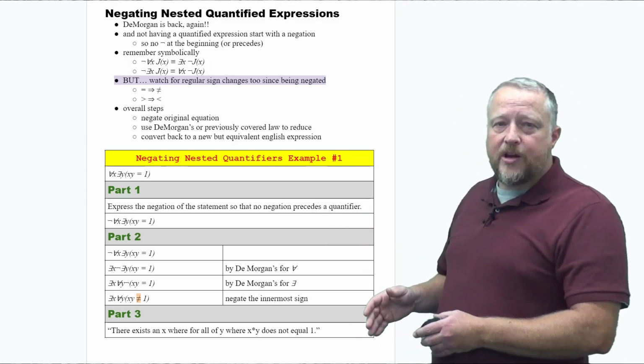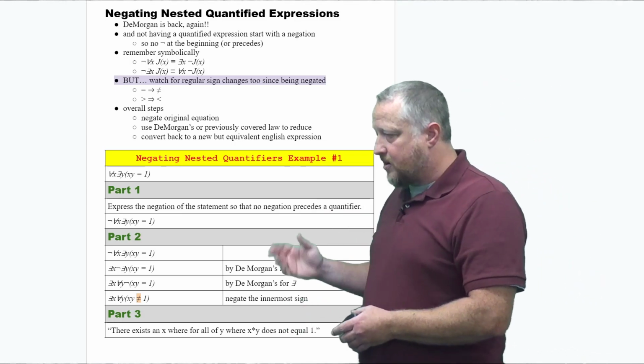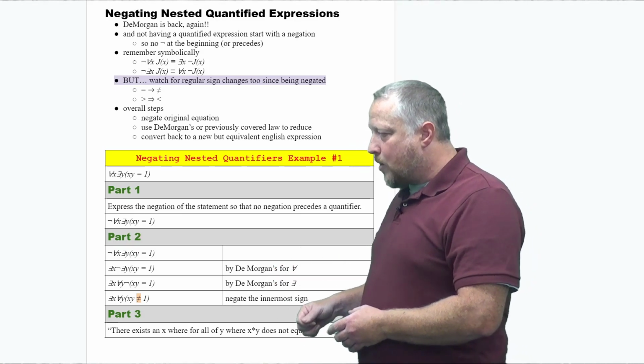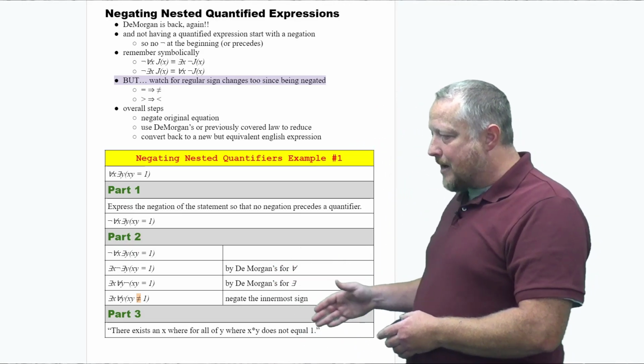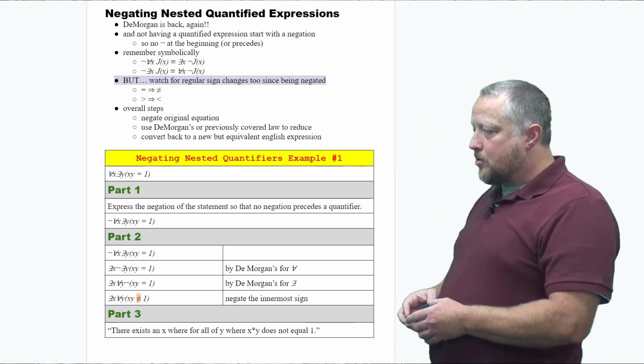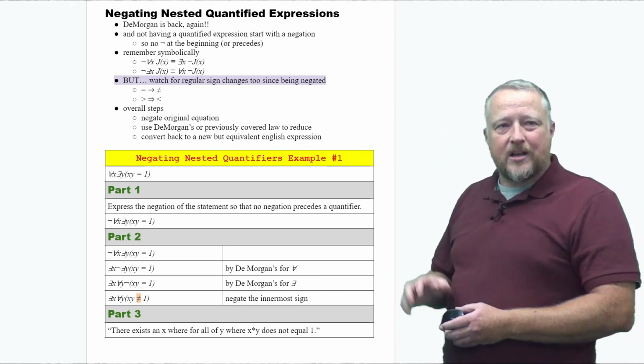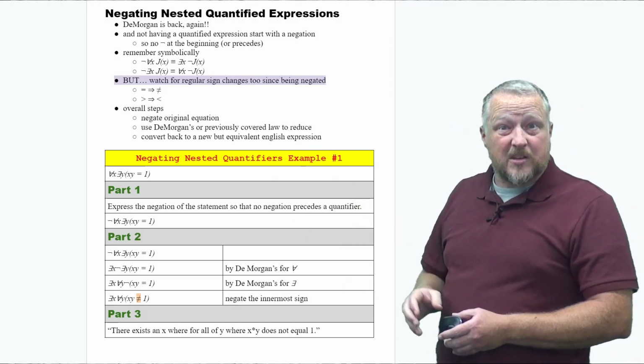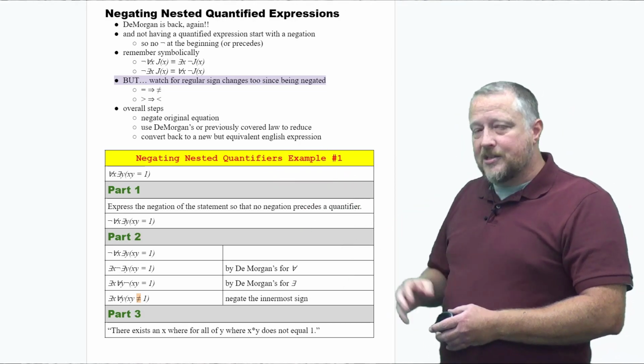So for part three, we're basically turning it back into English. There exists an x where for all y, x times y does not equal 1. So that's the overall negation for that. And that kind of makes sense from what we had up here, right? So it should at least make sense. It's negated. So that's example number one.